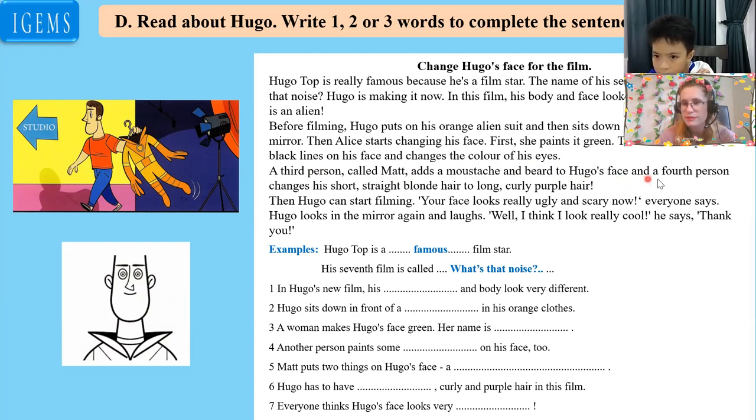Thanks. A fourth person changes his short, straight blonde hair to long, curly, purple hair. Then Hugo can start filming. Your face looks really ugly and scary now. Good. Everyone says. Hugo looks in the mirror again and laughs. Yeah. Well, I think I look very cool, he says. Thank you. Good job. So very good.